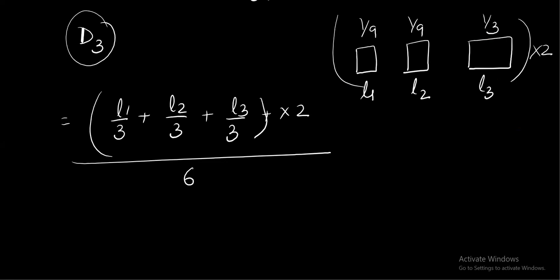Why are you going to divide your answer by 6? Because you need the mean value. How many terms are there? Total 6 terms are there. So I need to divide it by 6 so that I can get the mean value. So D3 will be this thing.